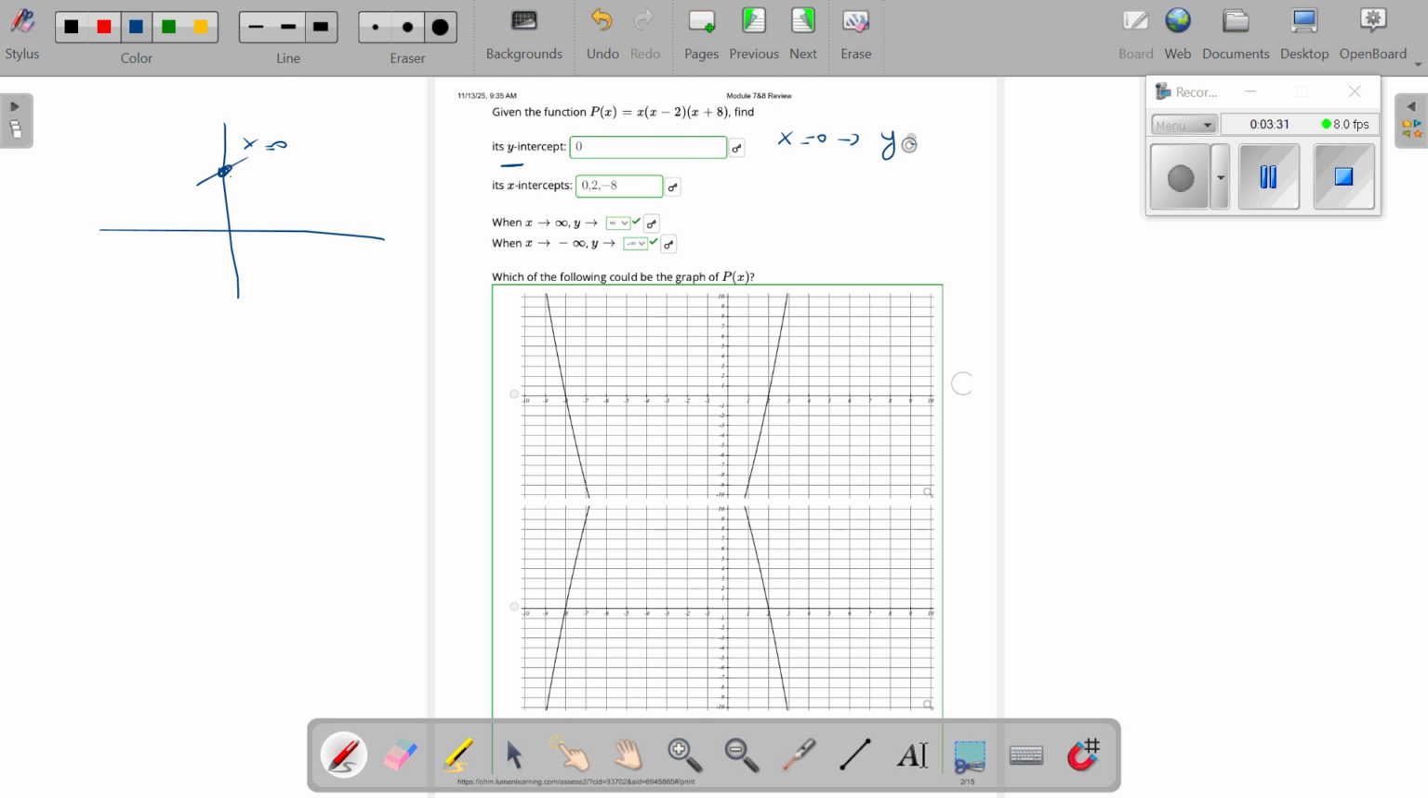So the y value will be 0 times 0 minus 2 times 0 plus 8. Well, this is -2, this is 8, but anyway, 0 times any number is equal to 0. So the y-intercept is at 0. Then what is the x-intercept? The x-intercept is where the graph is crossing the x-axis. At this point, y is equal to 0.